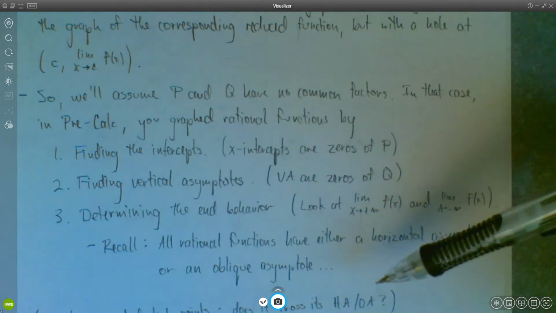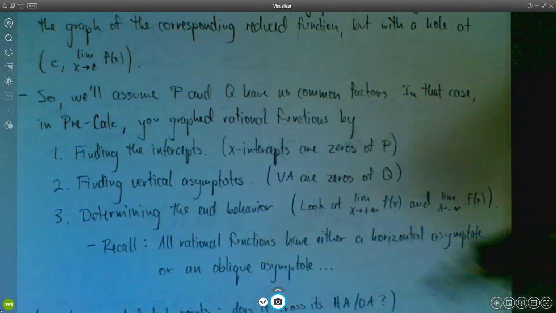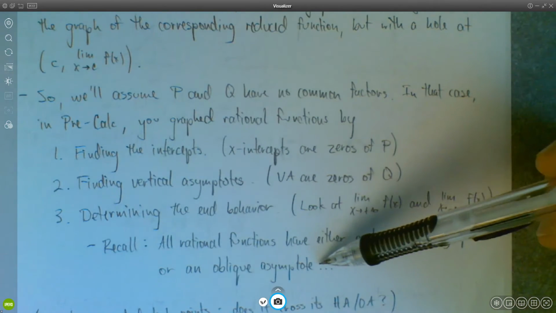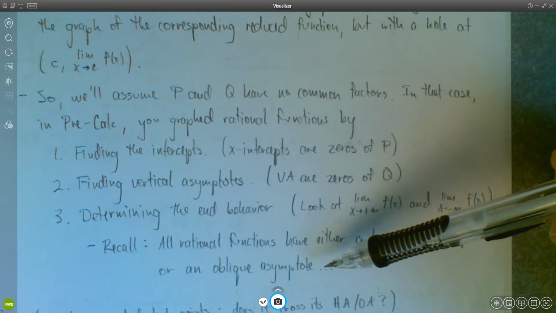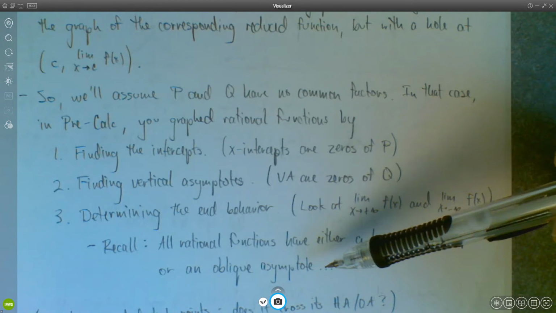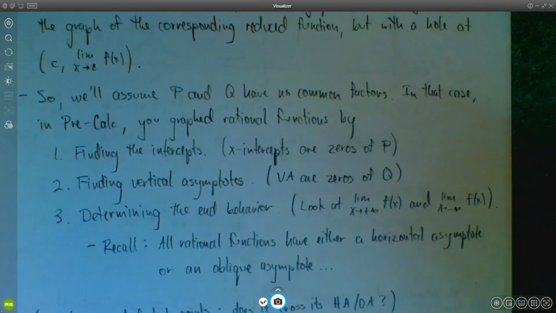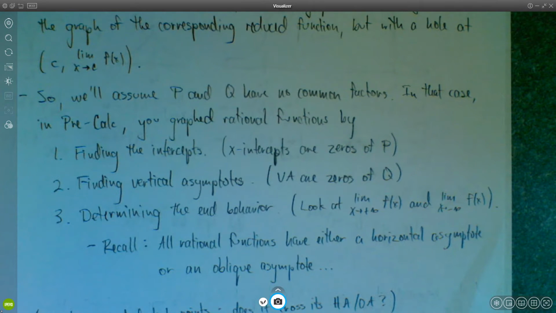But anyway, as you may recall, the only way you're going to have an oblique asymptote if you're dealing with a rational function is if the degree of the numerator is greater than the degree of the denominator. That's when you end up having an oblique asymptote, and you find it by performing long division. I'll give you some examples of this as we go forward, but these are kinds of things that you did.